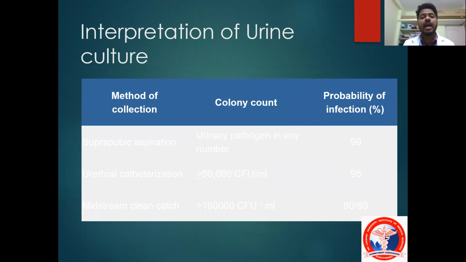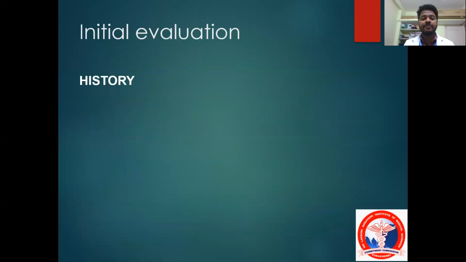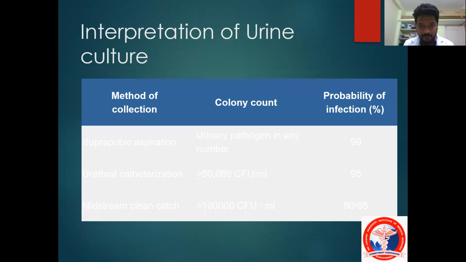Interpretation of urine culture, again, we are insisting on the same point. In suprapubic aspiration, even one pathogen in any number is suggestive of UTI, and the probability of infection is given as 99%. Whereas in urethral catheterization, more than 50,000 colony forming units per ml is significant, and the probability of infection is 95%. Whereas in midstream clean catch urine, you have to have more than 10 to the power of 5 colony forming units per ml, and the probability of infection is 90 to 95%.